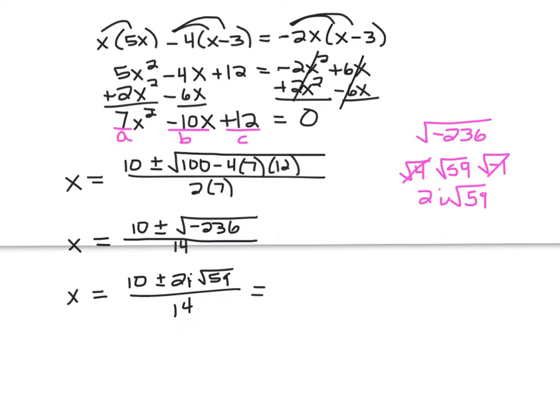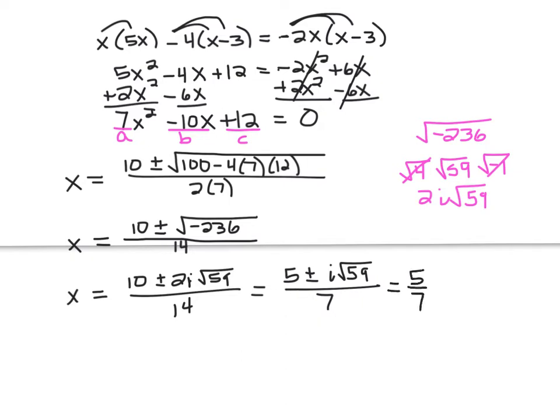So if I divide each of these by 2, 10 divided by 2 is 5, and then plus and minus. 2 divided by 2 is just 1. So you could write 1i radical 59, or just i radical 59. And that's going to be over 14 divided by 2 is 7. Okay, now if you look back up at the directions, it says a plus bi form. So what that lets us know is we have to break this up into an a, which is 5 over 7.